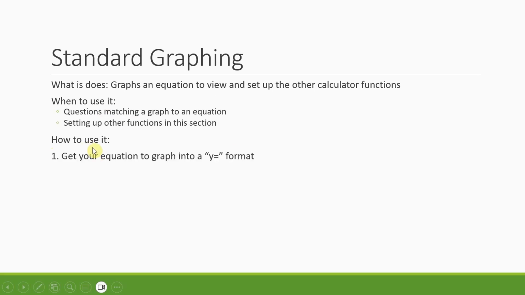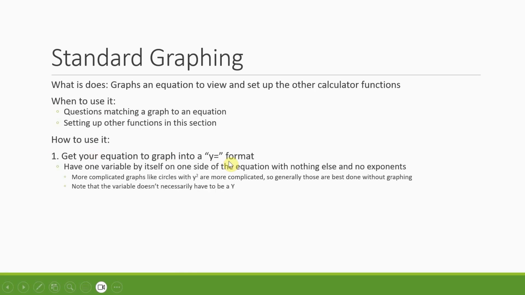So how do I do this? The first thing you need to do is get your graph into a y equals format. And what I mean by that is that you have one variable by itself on one side of the equation with nothing else and no exponents. See this y? It's not y squared, it's not 2y, it's just y equals. For some more complicated graphs like circles that have y squared, or anything else with an exponent, those are more complicated. So generally I don't recommend that you do those with your graphing calculator, because you're likely to make a mistake. It can be done with square roots and things, but then you have to be careful of putting both the positive and the negative with two equations to make one. So do not worry about it, you're just going to get confused.